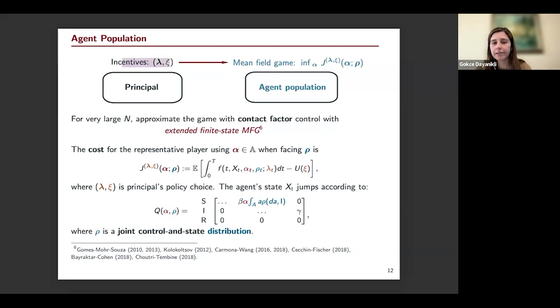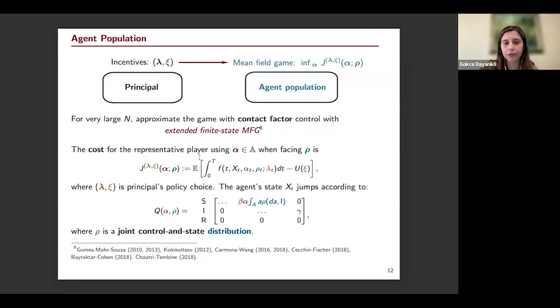So then, given these incentives, let's look at the agent population. For the agent population, we are going to assume that we have a large population, and actually we are going to take the number of players to infinity. Then we can approximate the game with an extended finite state mean field game. It is extended because we are looking at the interactions through the joint distribution of the state and the control. And it is finite state because our states are the health status: susceptible, infected, recovered.